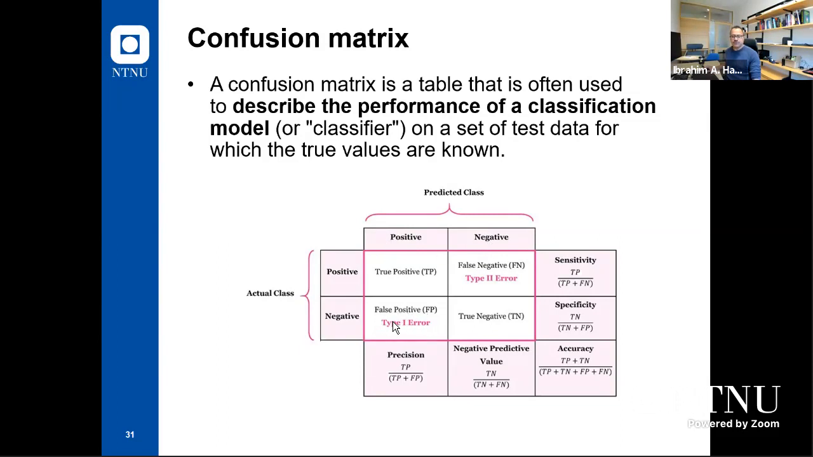This one here is false positive. False positive means it's negative, but it's classified as positive. So we say it's false positive because it's originally negative, but wrongly classified as positive. And the false negative is positive, but misclassified as negative. So we call this one type 1 error and the other type 2 error. Type 1 error and type 2 error are very important.